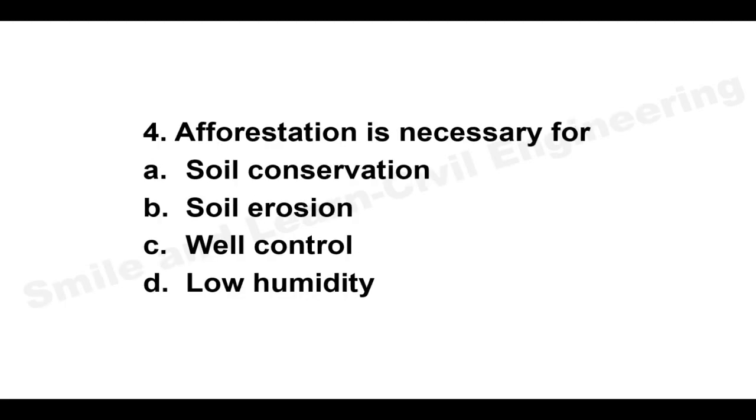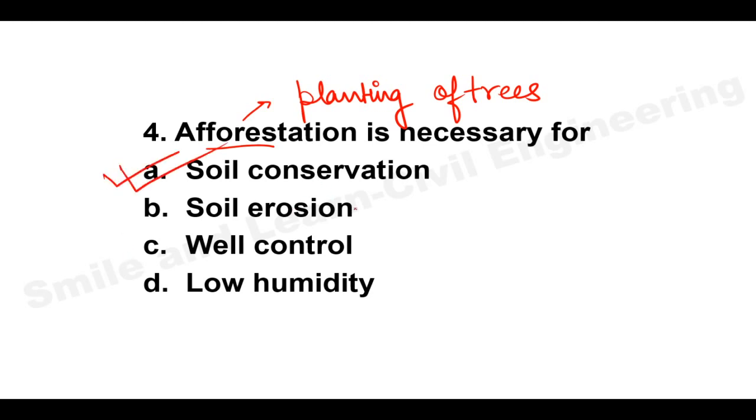Next question. Afforestation is necessary. So why do we plant trees? Afforestation is nothing but the planting of more and more trees. So why do we plant trees? We plant trees in order to conserve soil, to prevent soil erosion. Prevention of soil erosion is done by afforestation. So the correct answer is option A.